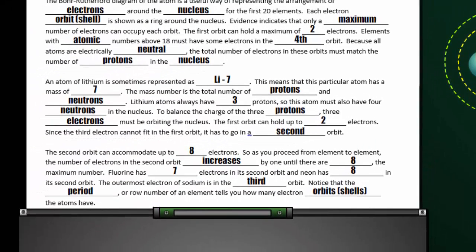The 2nd orbit can accommodate up to 8 electrons. So as you proceed from element to element, the number of electrons in the 2nd orbit increases by 1 until there are 8, the maximum number. So the 2nd shell here can hold 8. Fluorine has 7 electrons in its 2nd orbit, and neon has 8 in its 2nd orbit. The outermost electron of sodium is in the 3rd orbit. Notice that the period or row number of an element tells you how many electron orbits or shells the atoms have. All right, so let's talk about that.